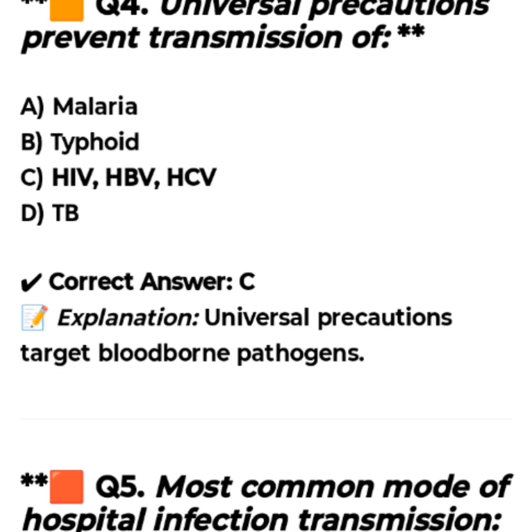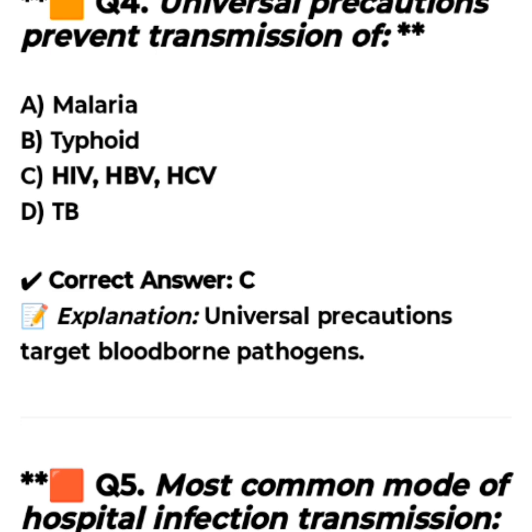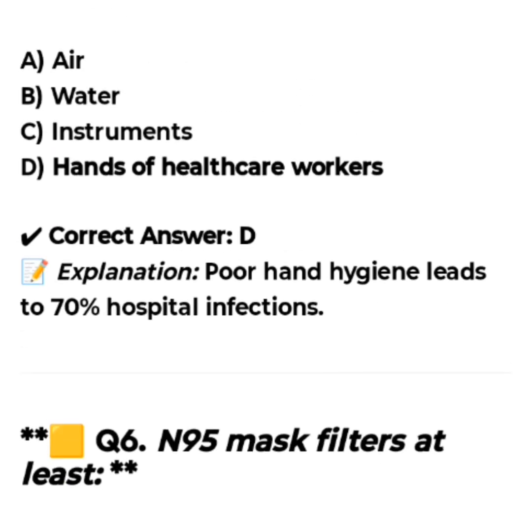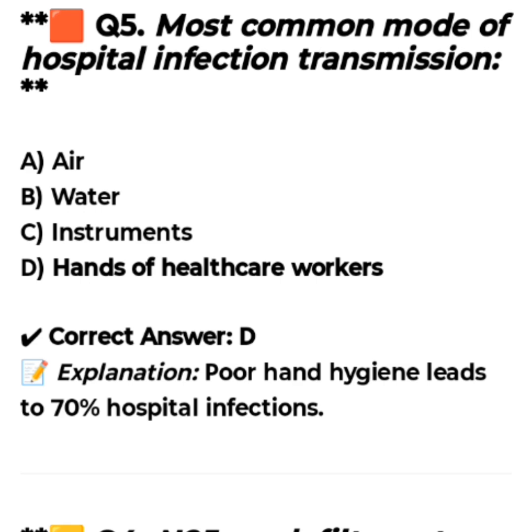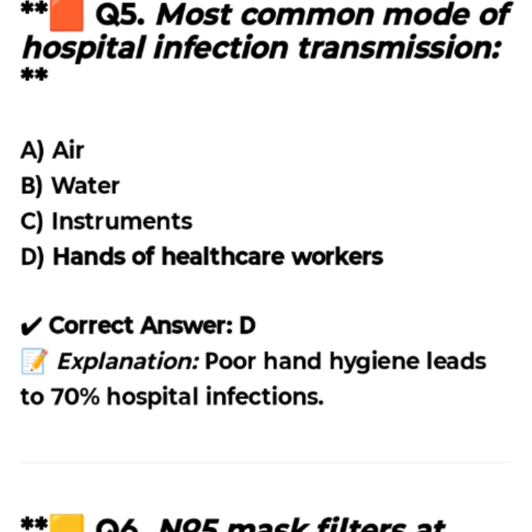The next question, universal precautions prevent the transmission of. The correct answer is option C, HIV, HBV, HCV. Universal precautions target bloodborne pathogens. Most common method of hospital infection transmission. The correct answer is option D, hands of healthcare workers.